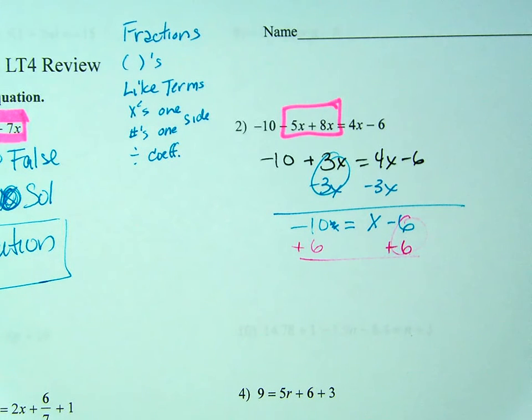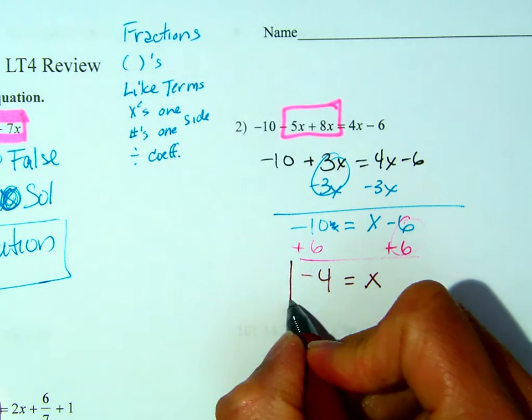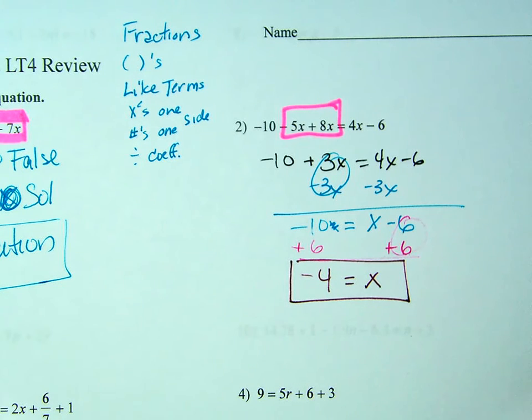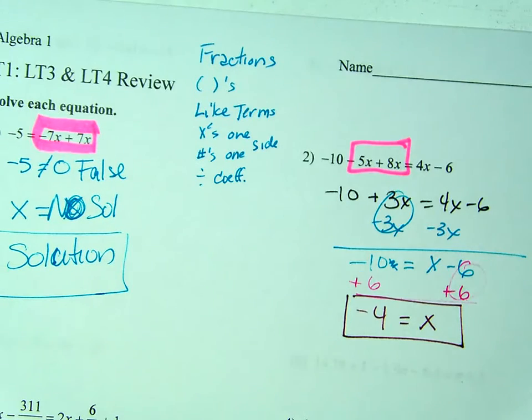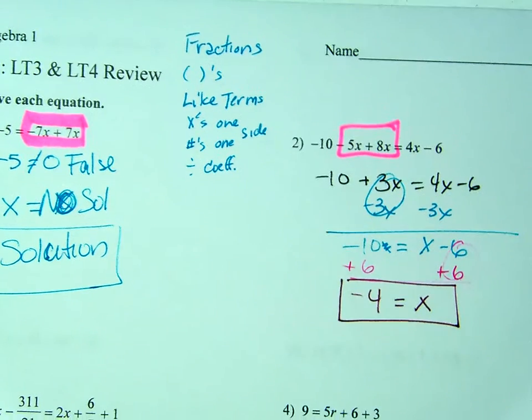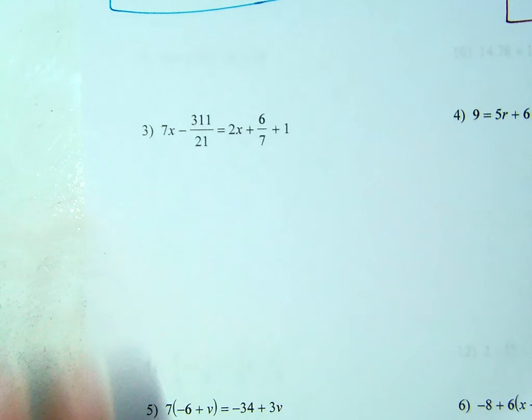And then that pen stopped working. So I'm going to get negative 4 equals x. And the x didn't have a coefficient, so I do not need to worry about that, right? It is all nice and pretty for us. All right. We're going down to number 3. Again, pause and see if you can get it right.